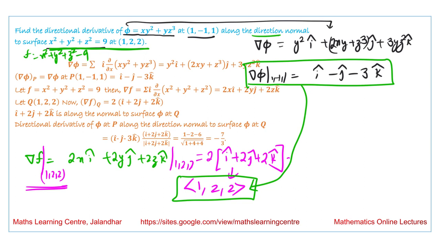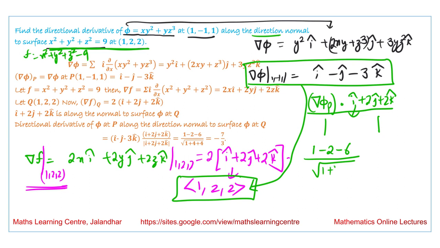So the answer we obtain is the gradient of phi at the point P dot these direction ratios, that is i cap plus 2 j cap plus 2 k cap divided by the length of this vector. So the answer is 1 minus 2 minus 6 divided by square root of 1 plus 4 plus 4, which is equal to minus 7 by 3. So this is the directional derivative along the normal to this surface.